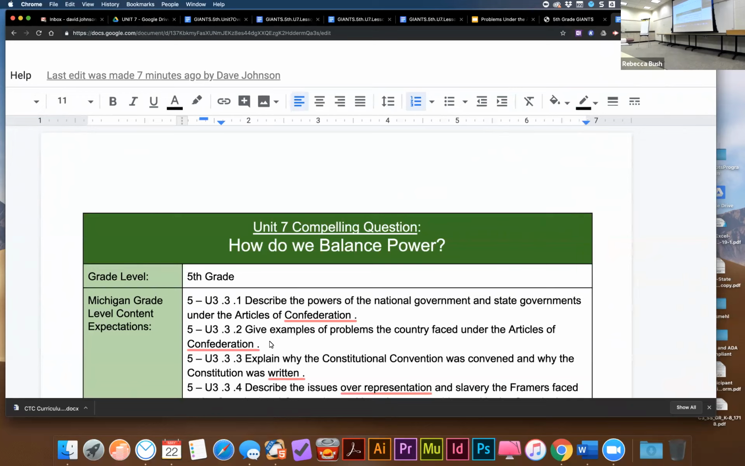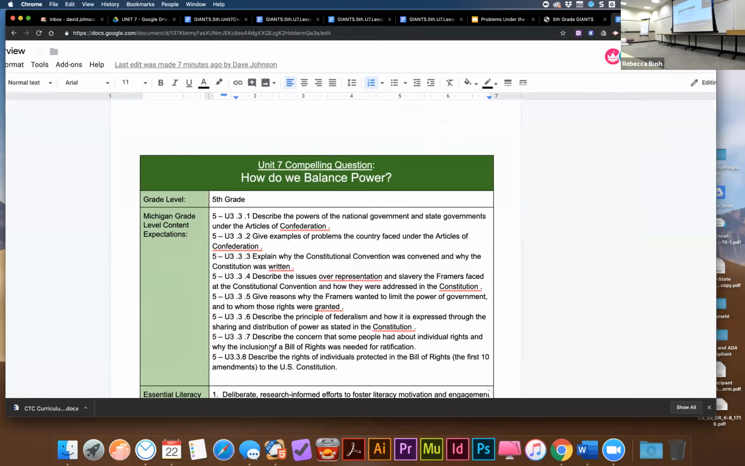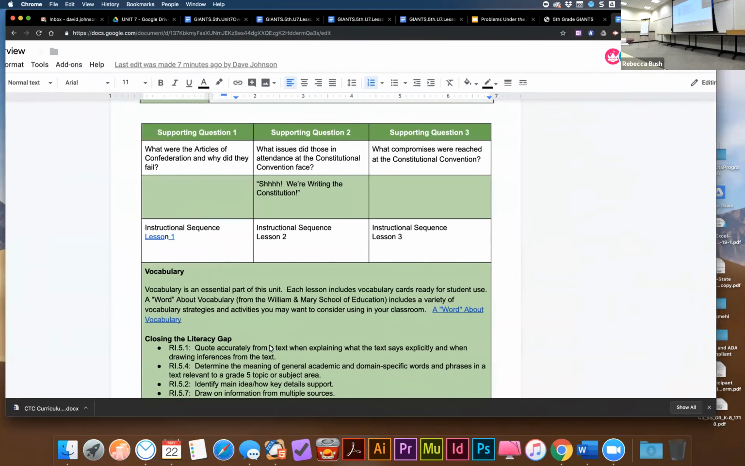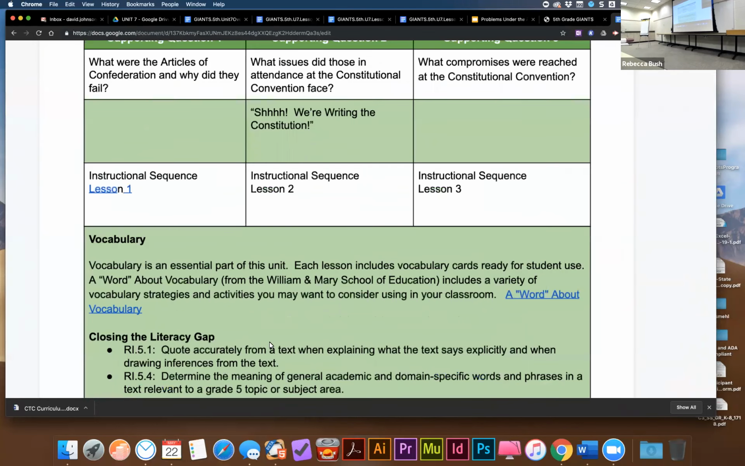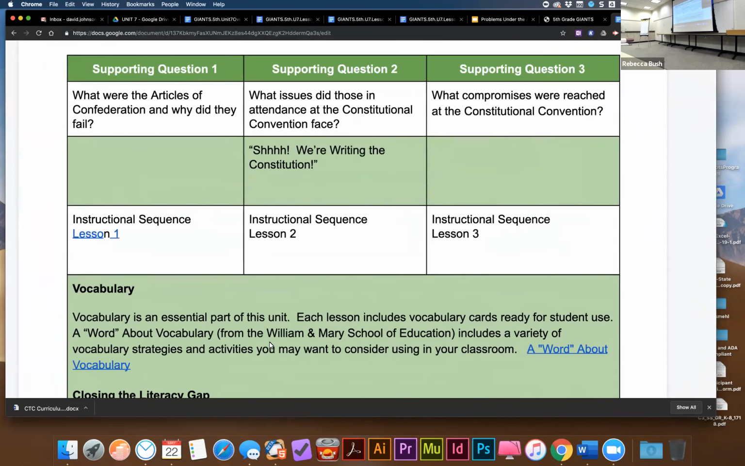So I really felt like the key here was to keep it balanced on power, especially since the major differences between the Articles of Confederation and the Constitution really dealt with who had what power and how much, and the reason why it failed was they didn't necessarily get that correct. So with how do we balance power being the compelling question, we've got 3 smaller lessons this time around. First one gets the Articles of Confederation out of the way. So our first supporting question is, what were the Articles of Confederation and why did they fail?